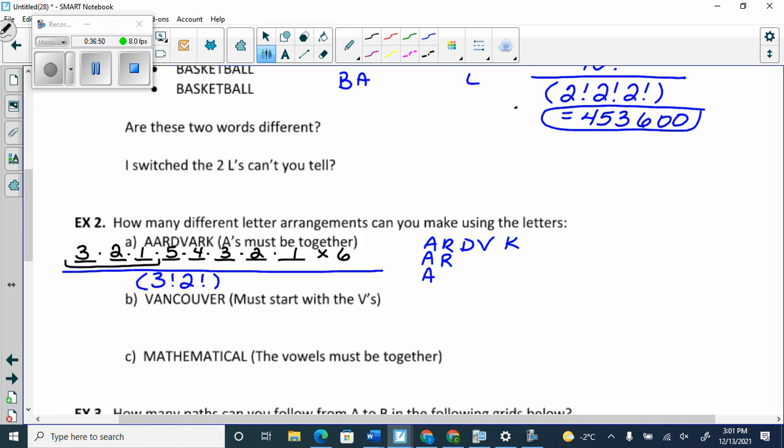6. Oh, it's one more than this. So I'm going to get 3 factorial, 6 factorial over 3 factorial, 2 factorial. These bad boys cancel. So it's going to be 360.